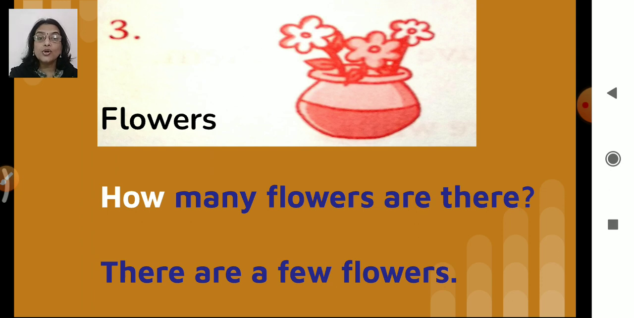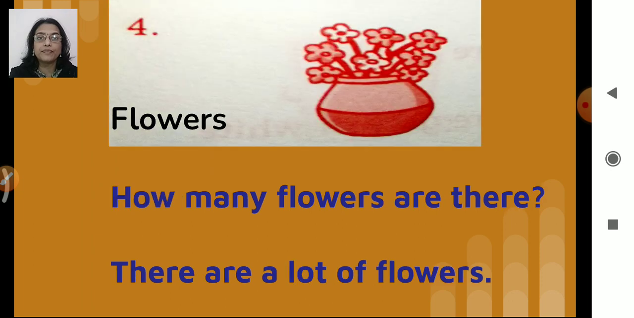Flowers. So, how many flowers are there? We have started with how many. Flowers are countable, right? So, we have used many. How many flowers are there? There are a few flowers. Few, right? We have used a few. The same way, now we can see the pot which is full of flowers, right? So, how many flowers are there? There are a lot of flowers.